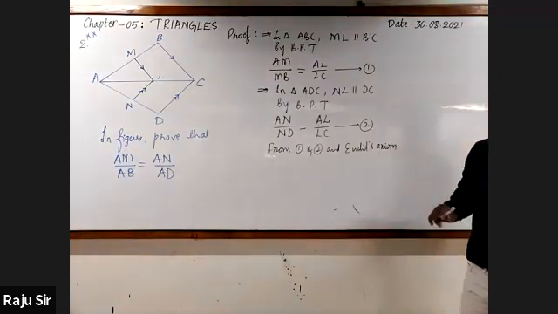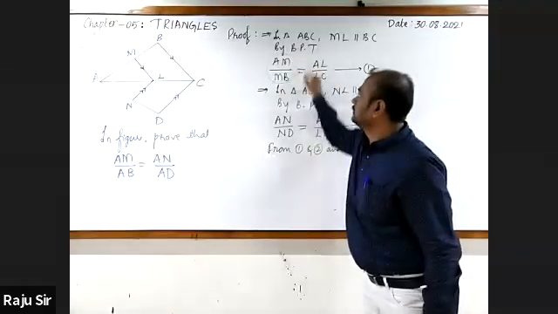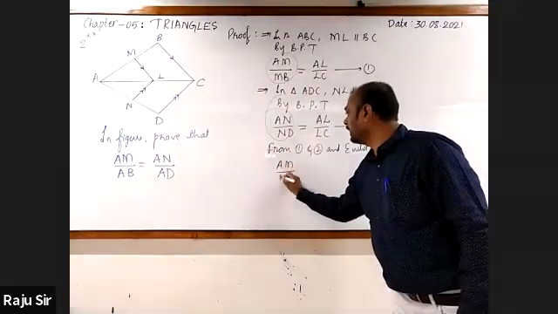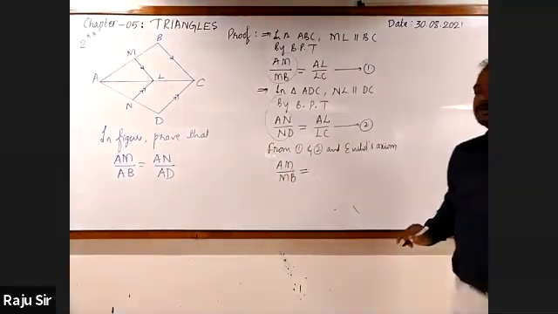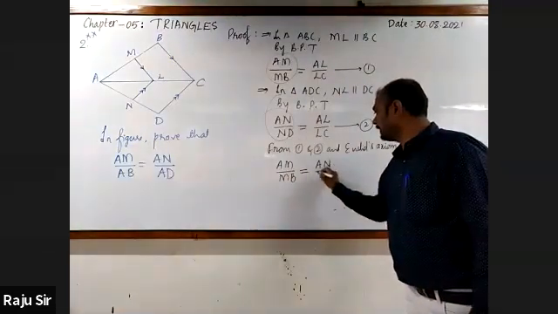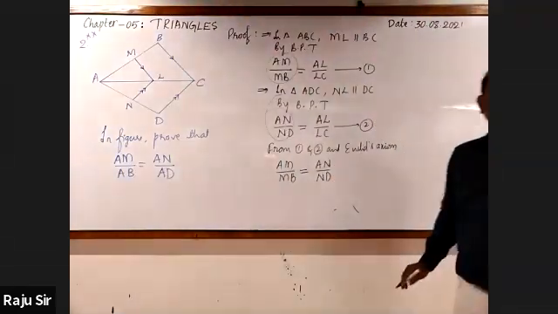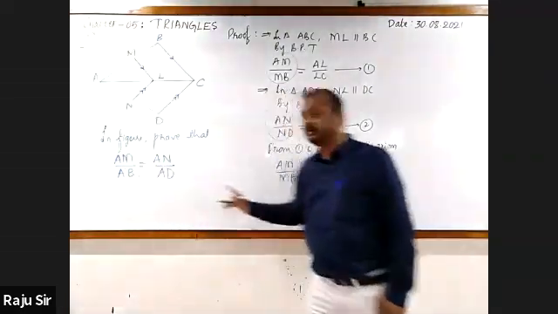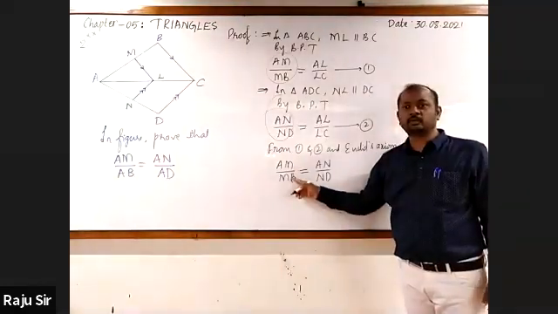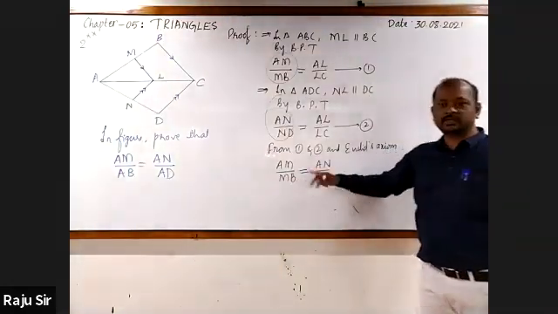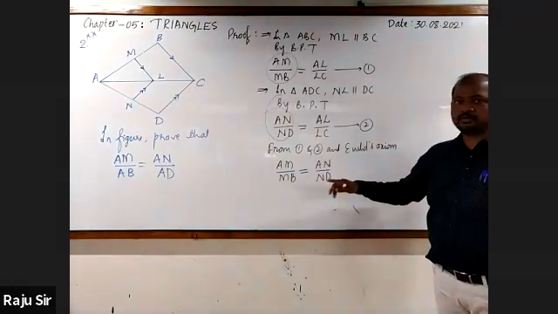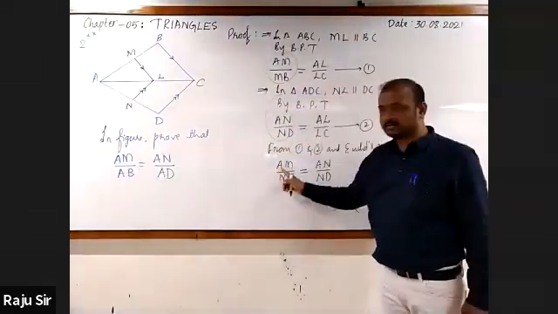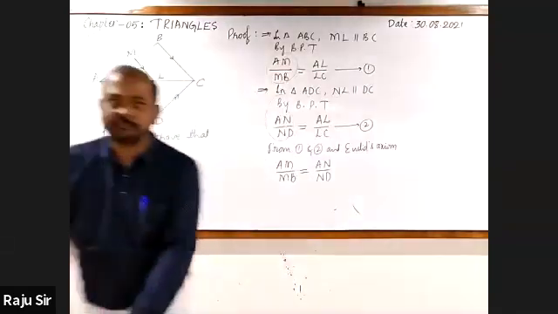Euclid's axiom, we will write it as AM by MB is equal to AN by ND. Written up. But observe the statement to be proved: AM by AB. Here we have MB, so we need to remove MB. First you need the reciprocal. We want AM as it is; it should be in the denominator.